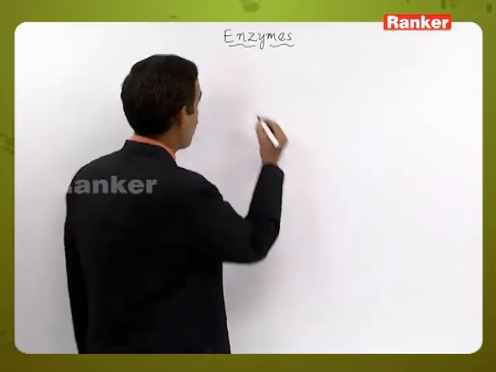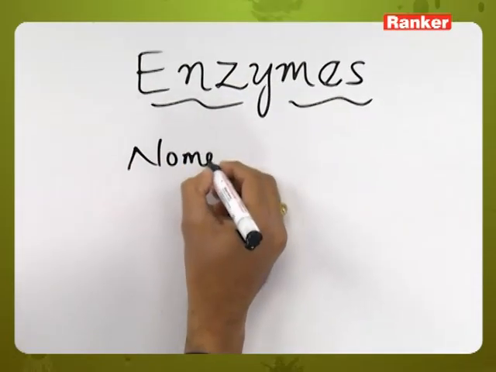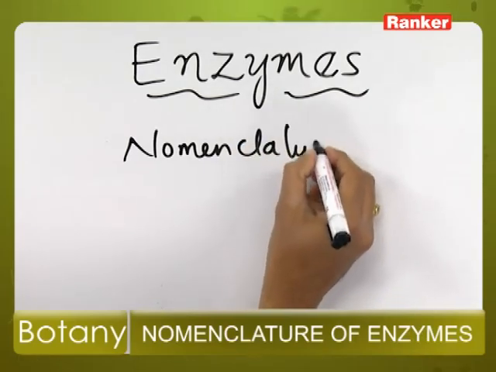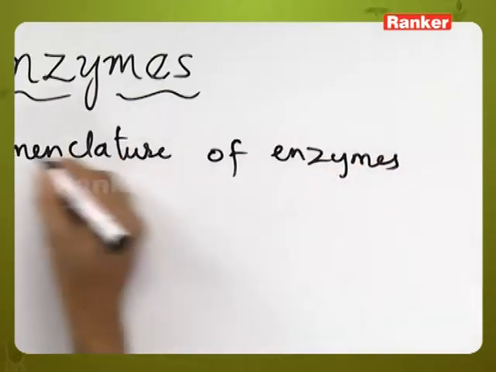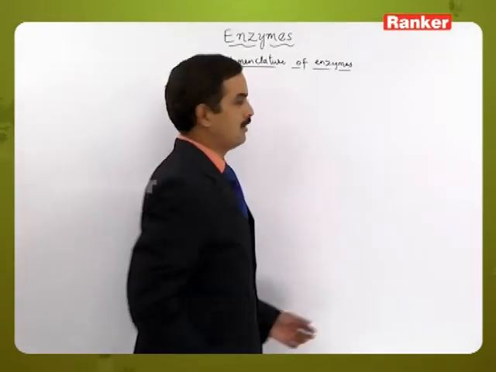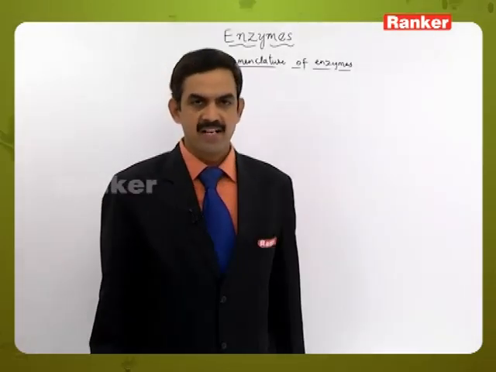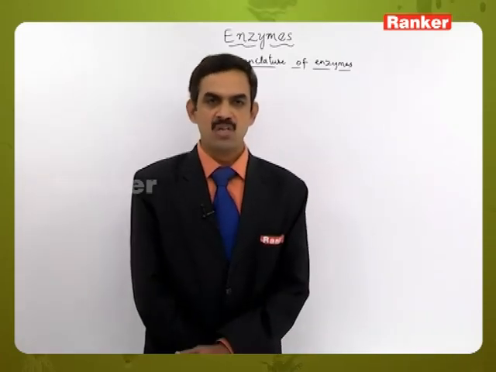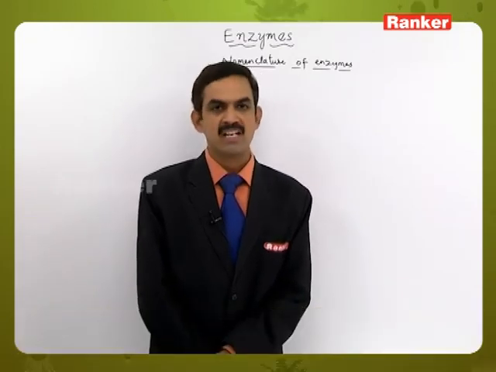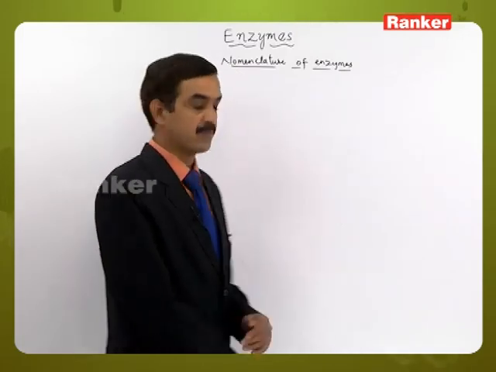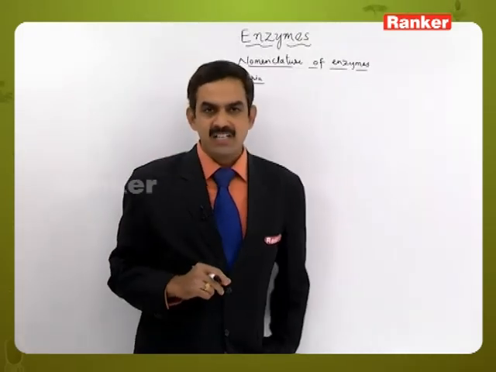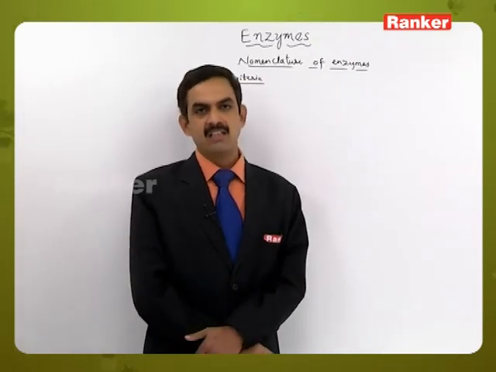Next one is nomenclature of the enzymes. After the discovery related to the various types of enzymes, now the naming of the enzymes is also very much important and vital to identify the enzymes, in which they are participating, or in which type of reaction they are participating. So, there are many criteria for naming the enzymes.